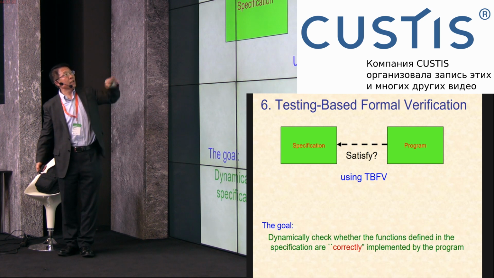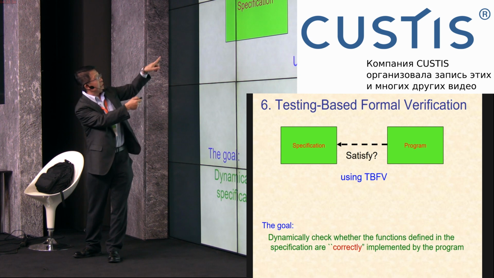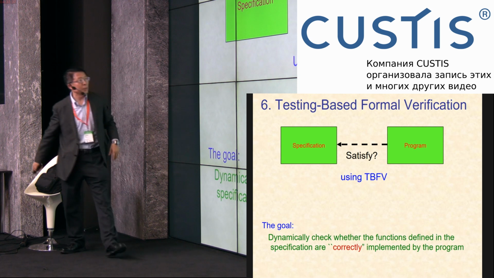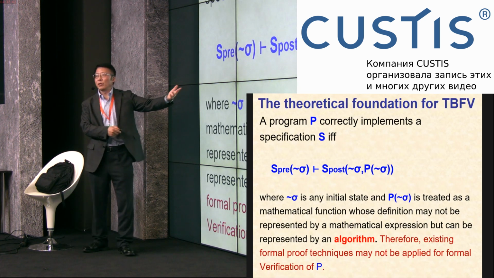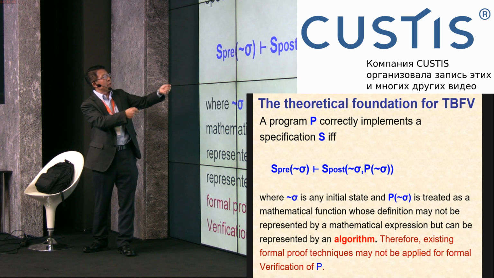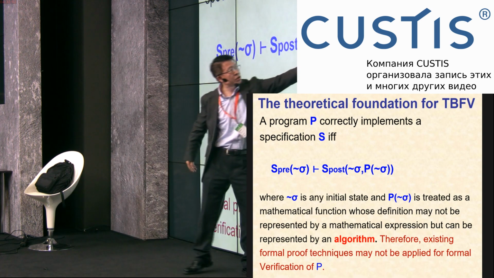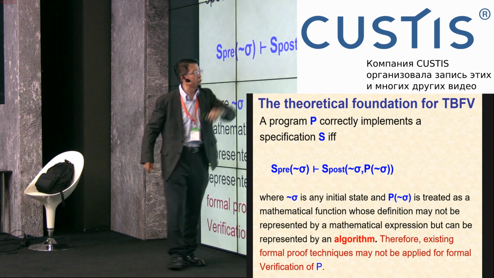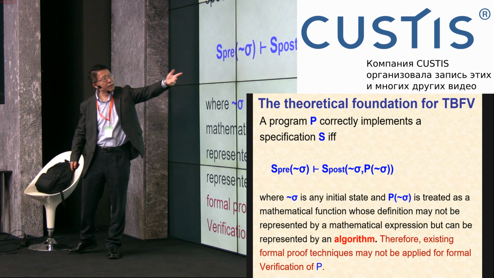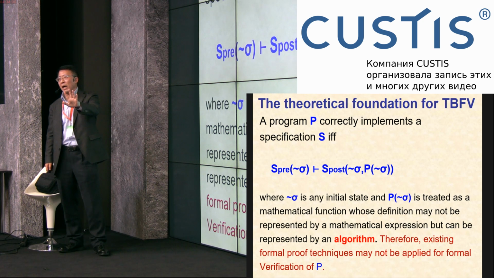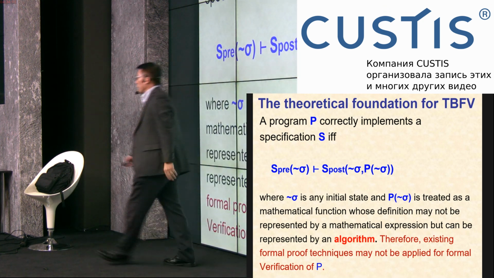So another technique is testing-based formal verification. We need to check whether the program you have developed satisfies the specification or not. So we use the TBFV. The essential idea of the TBFV, this is the theoretical foundation: for every initial state which satisfies the precondition, you run the program with this initial state, you get the final state. That final state must satisfy the post condition. If for every initial state the results satisfy the post condition, then you haven't found a bug, but it doesn't mean there's no bug. But if this is false, then definitely you find a bug.